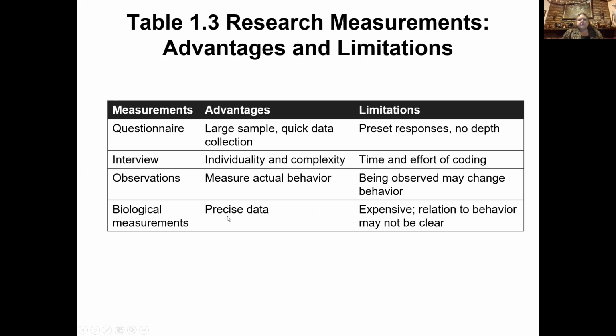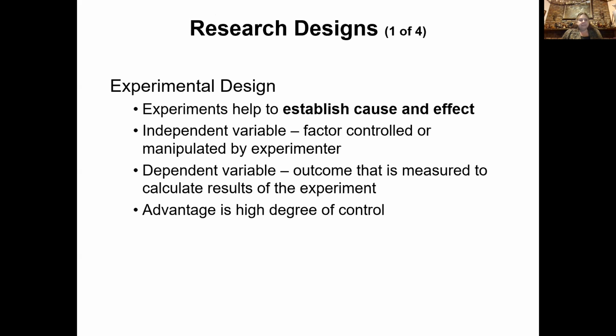Biological measures: precise data, expensive, and the relation to behavior may not be clear. We don't always know the relationship between biology and behavior. There are some things that you just can't do in humans. You are going to be restricted due to money. I can't put everybody in the fMRI machine. I can't do a PET scan on everybody. Some of these things are just too expensive to do a lot of.